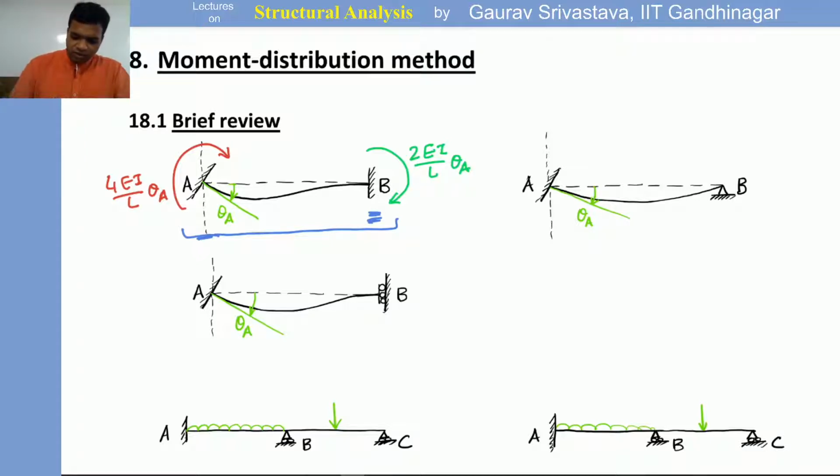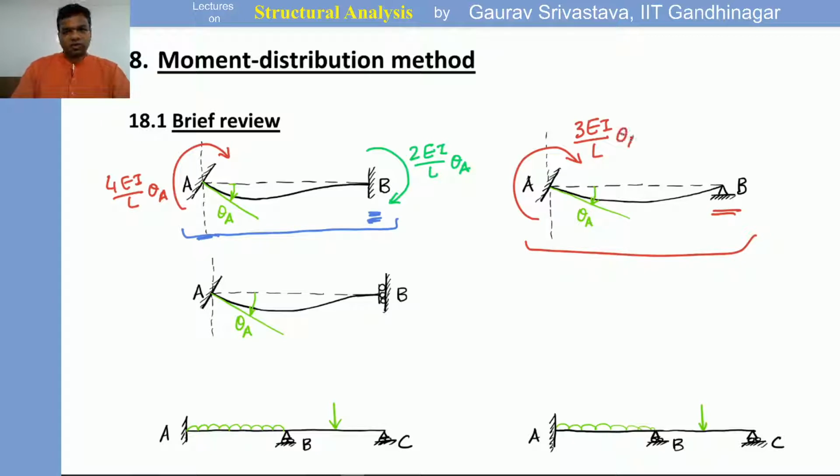Then we had one more situation where the far end was, let's say, pinned. So in this case, the end B is a pinned support. Okay, in this case, the moment required to induce this unknown rotation of theta A, that we calculated to be 3 EI by L times theta A. Okay, so we use this for the moment balance at a joint, and subsequently we were able to solve for these unknown rotations. And once we found the rotations, we were able to find the moments, right?